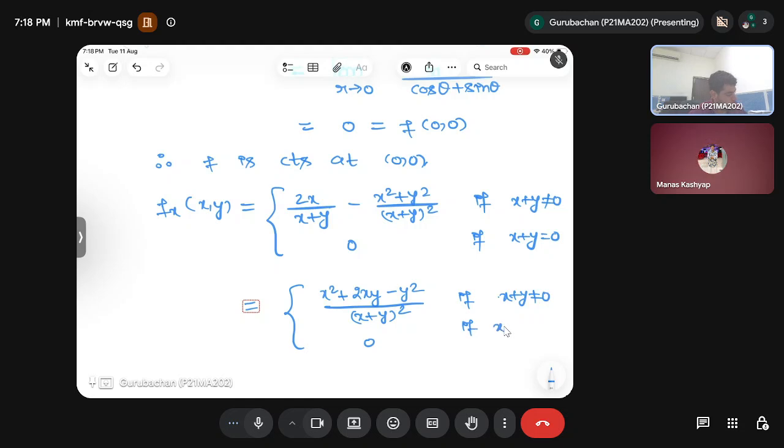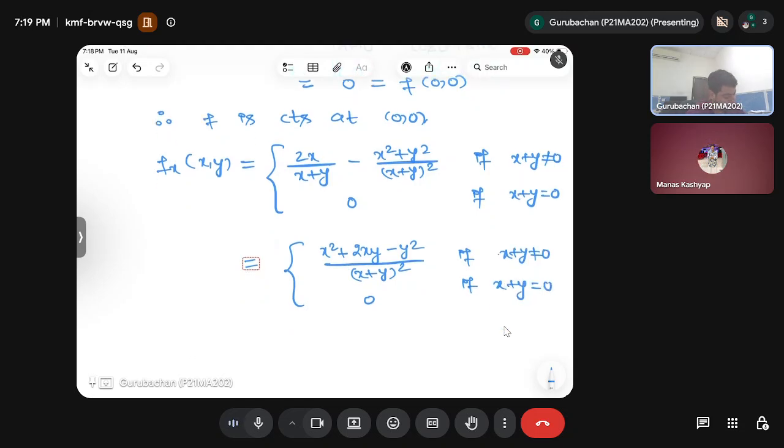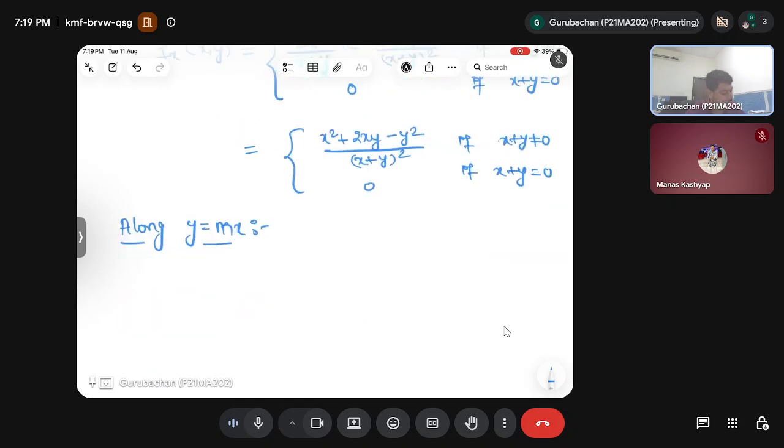Yes, sir. So now you can choose the path, because both the degrees are the same. So you can guarantee that the x square terms will cancel out and it will be depending on m. And you can also go with the polar coordinates. The choice is yours. So you will go along y equal to mx, since the degree of the numerator and denominator is the same.